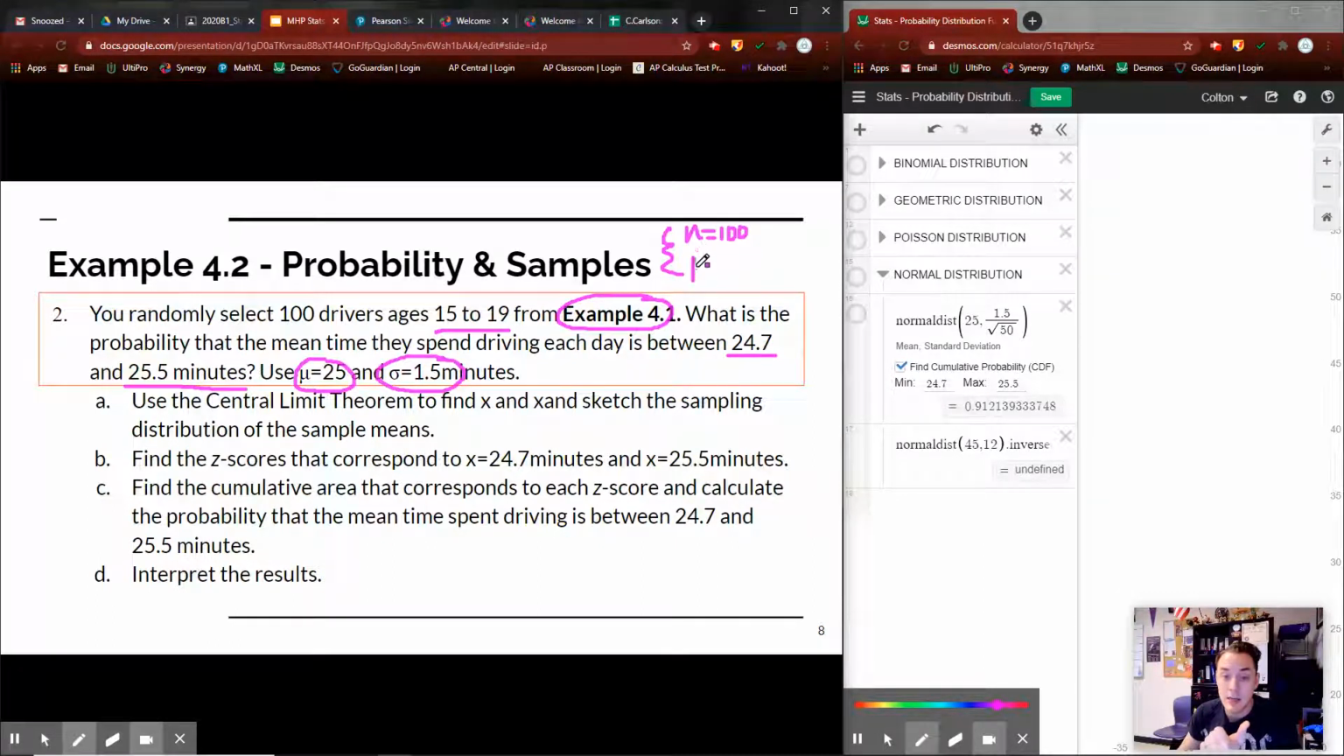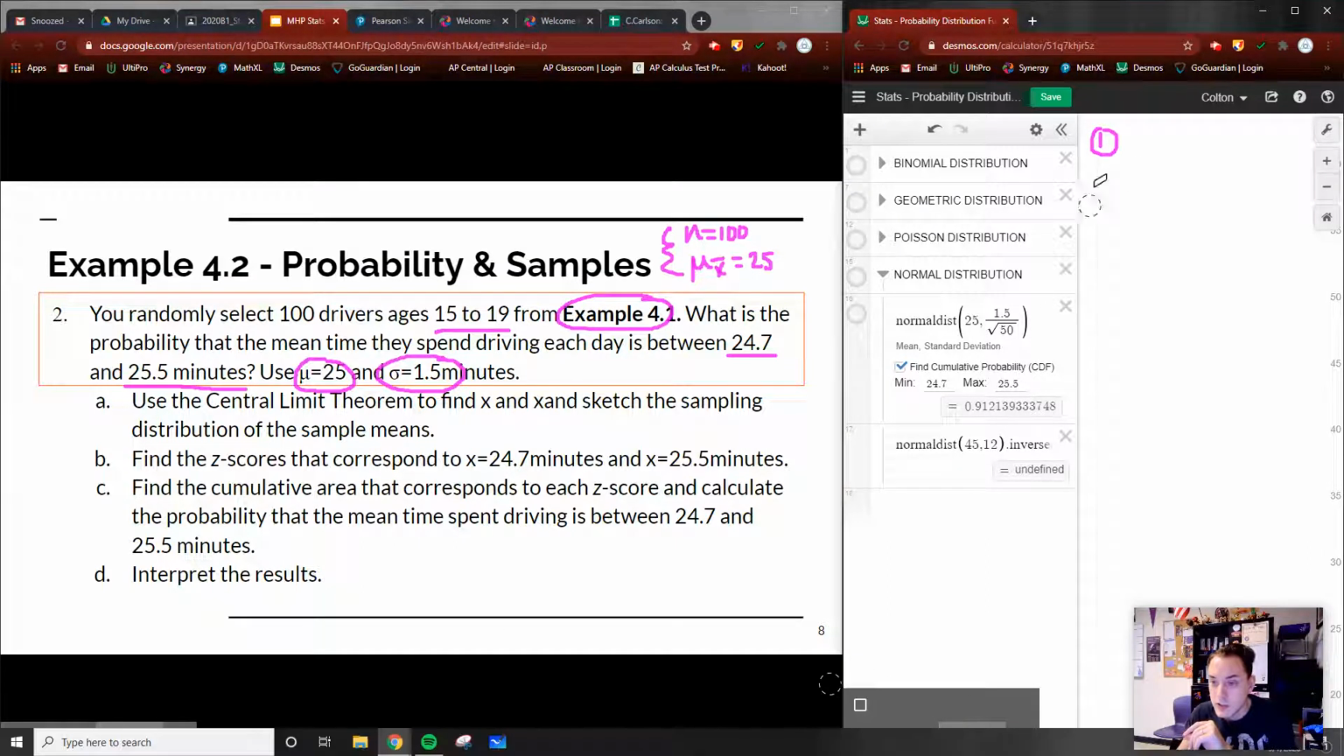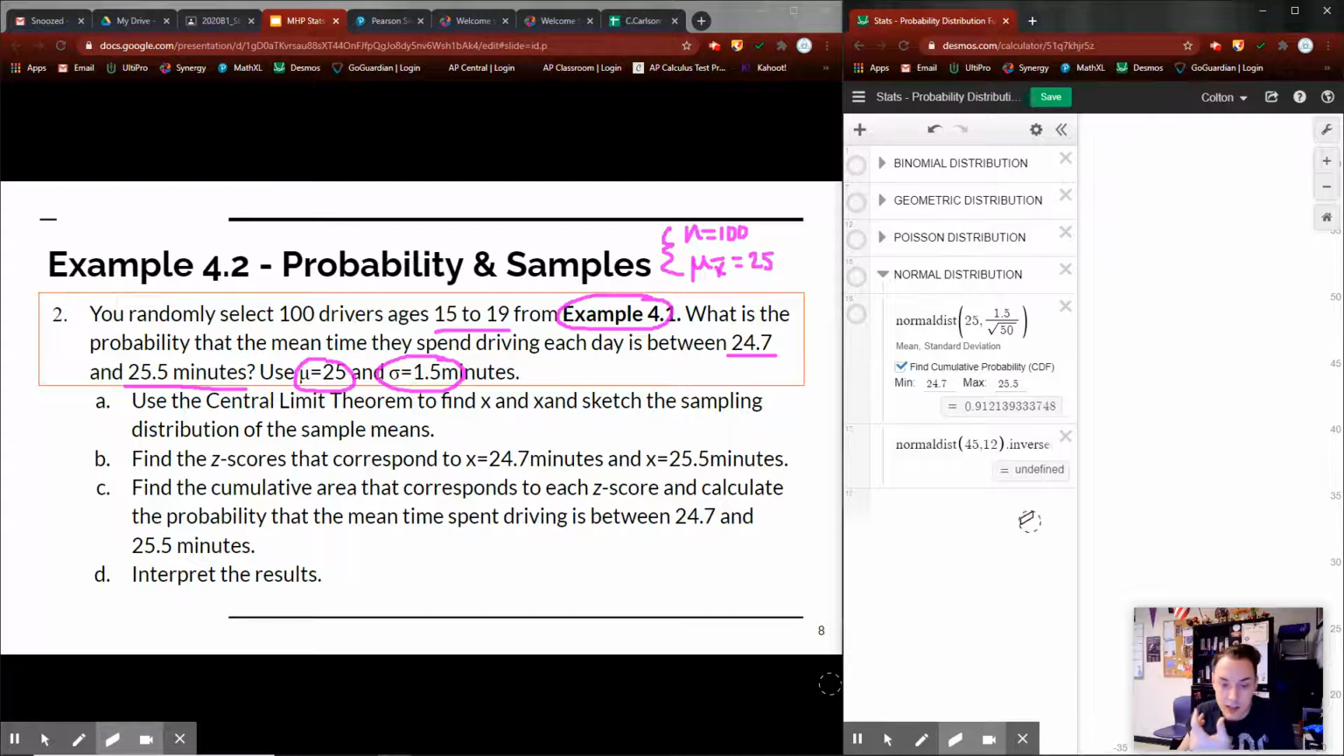So my sample mean was this, 25. It's going to be the exact same thing. Was that right? Yes, it was. Great. And now what's going to change is this. This is what's going to change, and this is my first step. Actually, let's call this A, because I guess they say A.